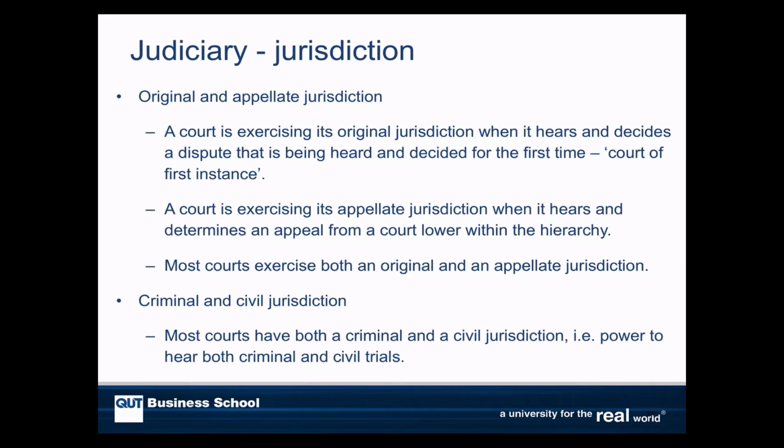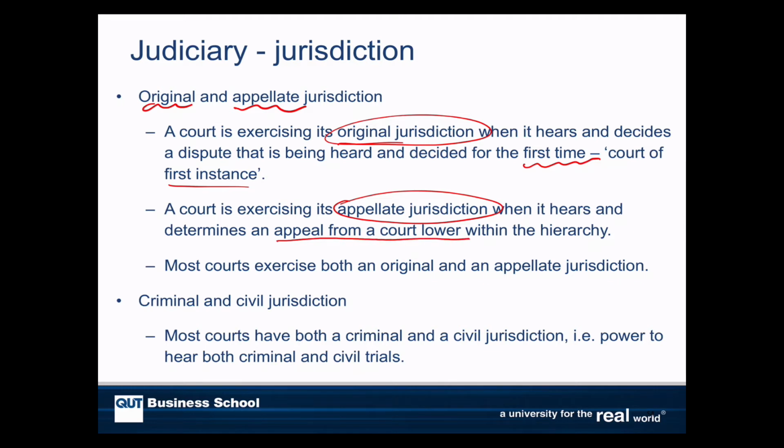Okay, so courts have an original jurisdiction and an appellate jurisdiction. What does that mean? Well, the original jurisdiction is when it hears and decides an issue for the first time. It's also called the court of first instance. Then courts often have an appellate jurisdiction. That's when it gets an appeal from a lower court within the hierarchy. That means it's already been decided and someone doesn't agree with the decision, so they have an appeal. Most courts exercise both. Most courts also have both a criminal and a civil jurisdiction. We won't go into too much detail about that. We just recognise that we do have those 2 jurisdictions.